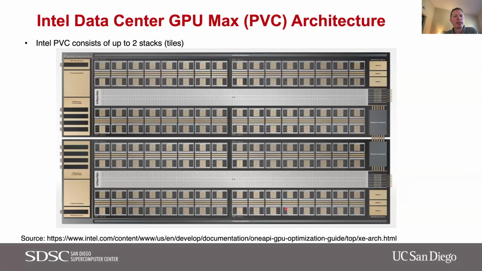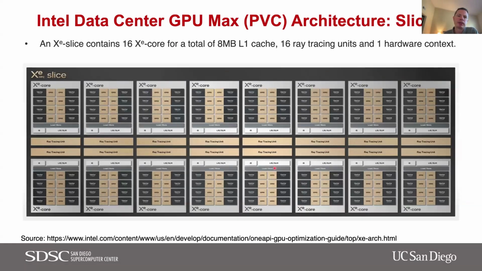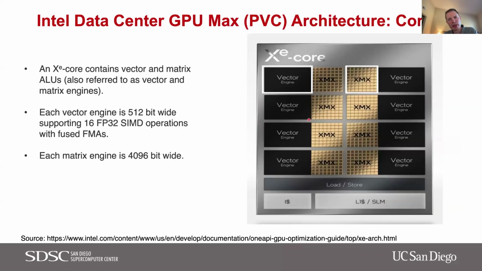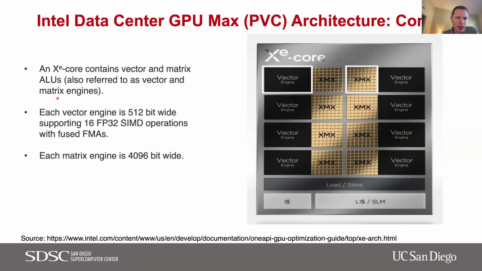And yeah, so I'll skip over some of these. This shows how the GPU is made up of different tiles and stacks and then slices, and then each slice contains basically several of these cores. A core basically is what Nvidia would call a streaming multiprocessor, I would say. And each of these cores then contains vector and matrix ALUs, for SIMD operations and matrix engines.